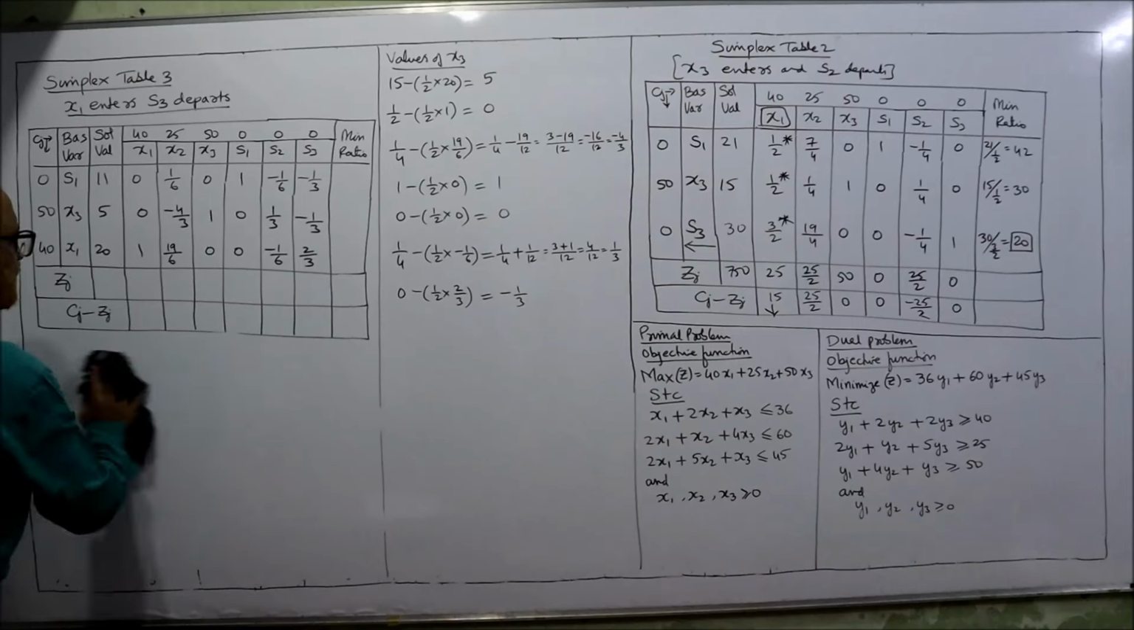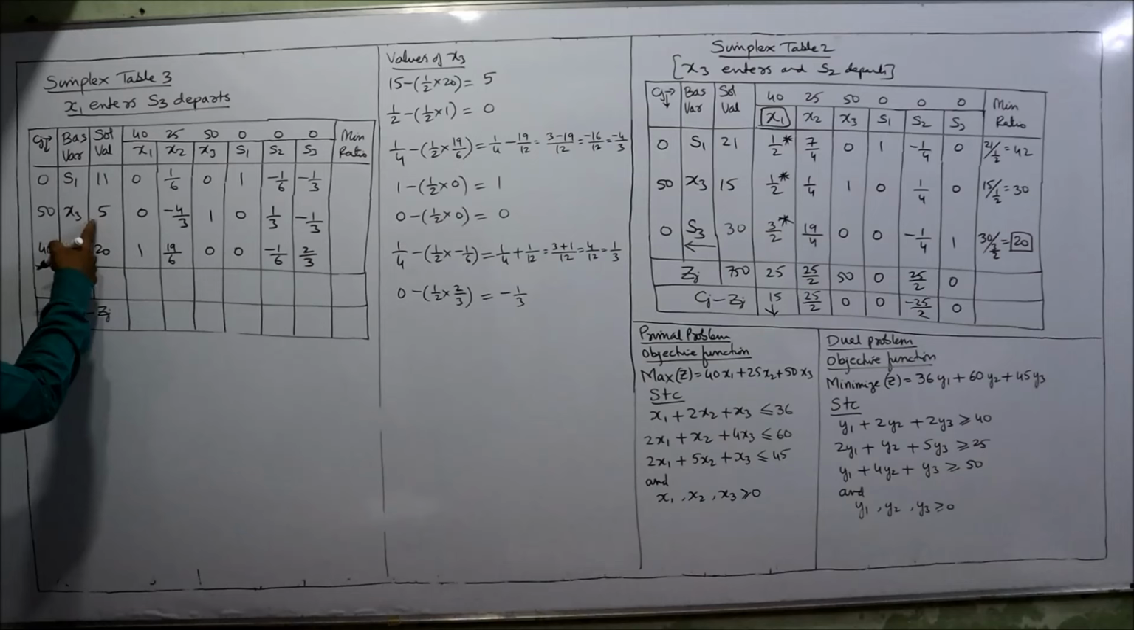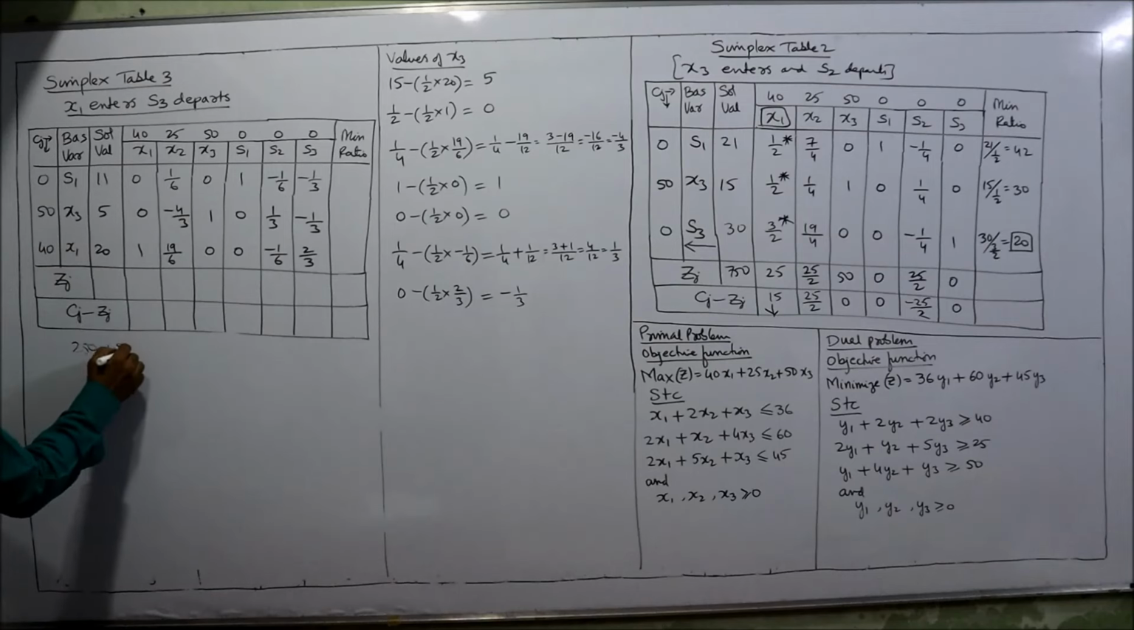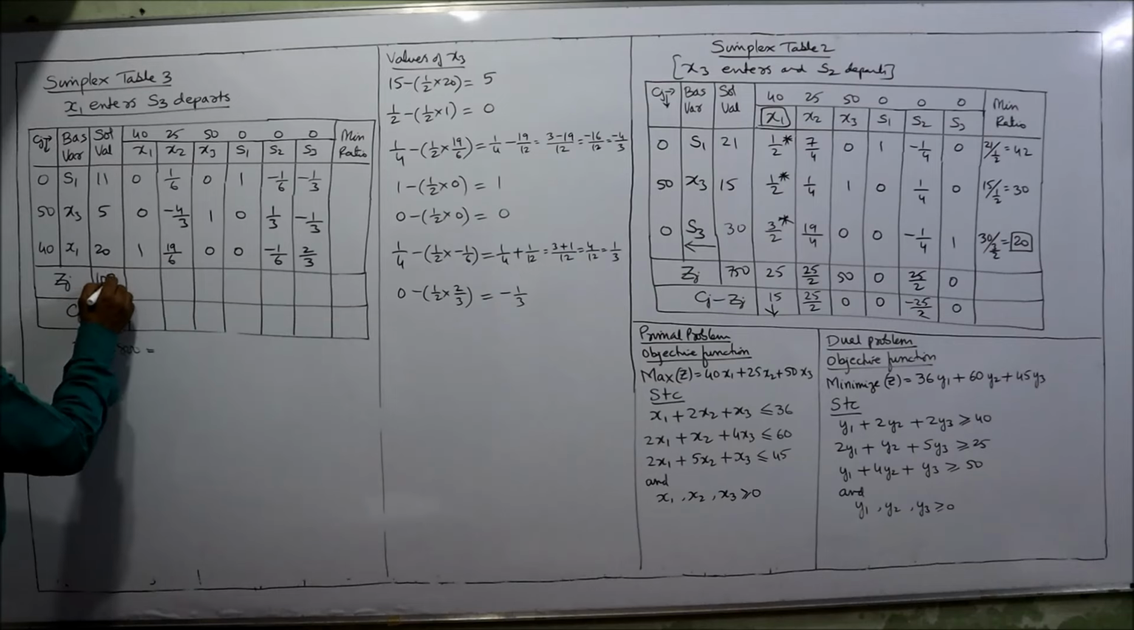Now, see here, Zj. So 0 into 11 is 0. 50 into 5, 5 5s are 25, 250 plus. 40 into 20, 4 2s are 8, 800. So 800 plus 250, 1050.